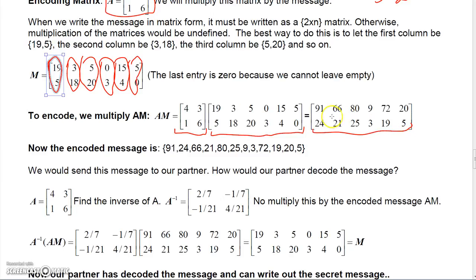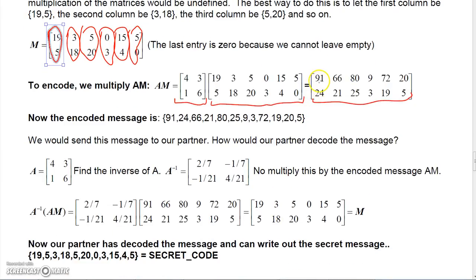Now if I wanted to send this message to someone, I would take it out in the same way that I put it in. So I would take it out column by column. So I would have 9124 first, and then the next column is 6621, and the next column is 8025, then 93, 7219, then 25. And so this would be the encoded message that I would send to my counterpart.